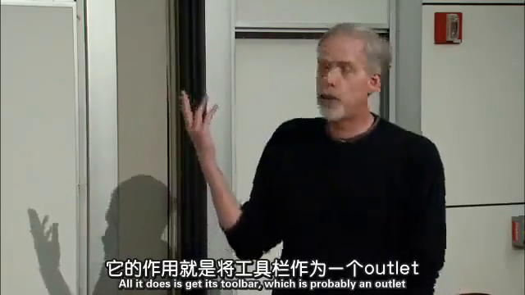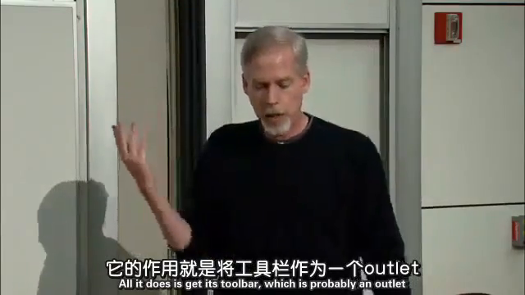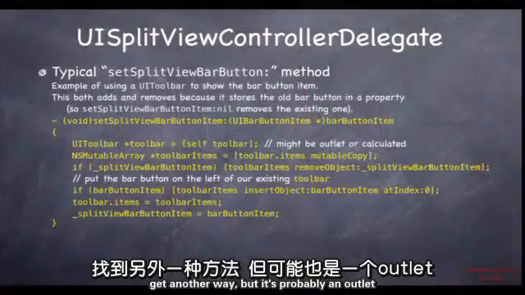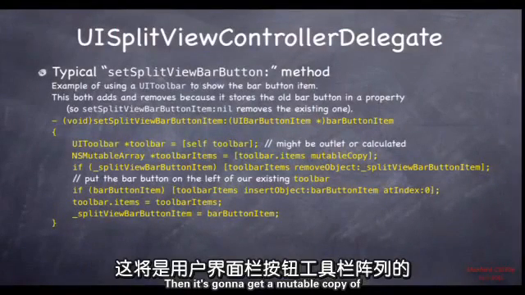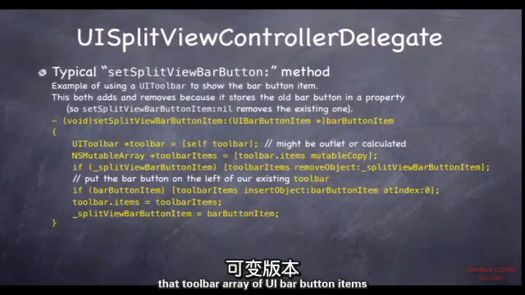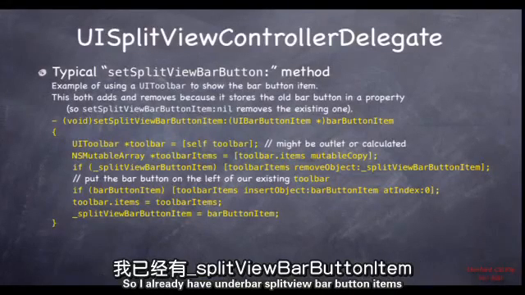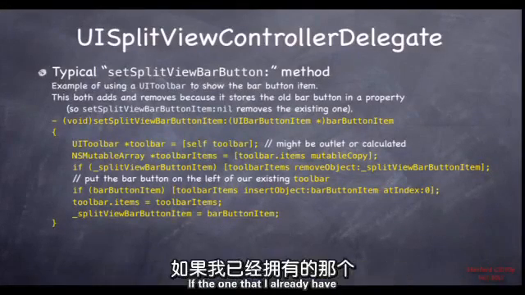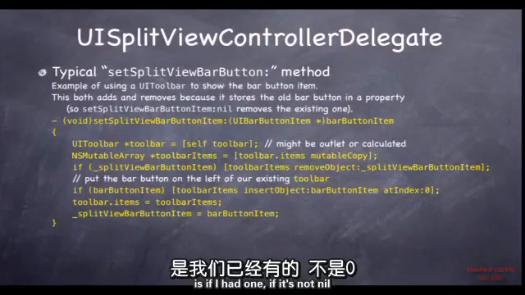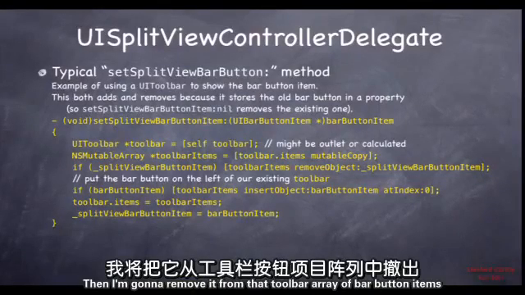And all it does is get its toolbar, which is probably an outlet. You can get it other ways, but it's probably an outlet. And then it's going to get a mutable copy of that toolbar's array of UIBarButtonItems. If the split view bar button item that it already has, this is a property, so I already have an underbar splitViewBarButtonItem, if I have one, if it's not nil, then I'm going to remove it from the toolbar's array of bar button items.